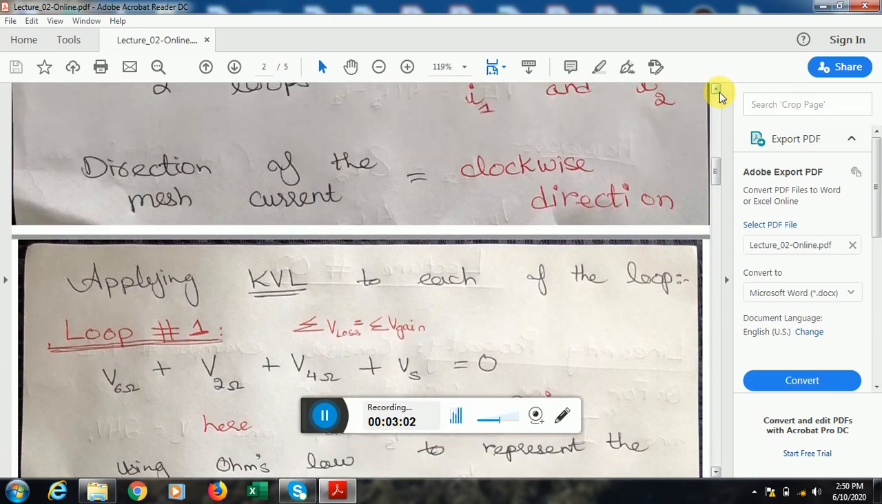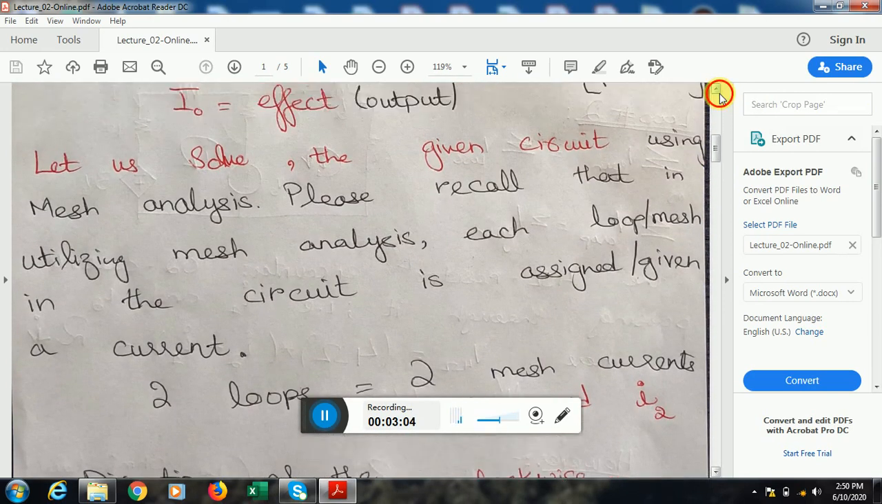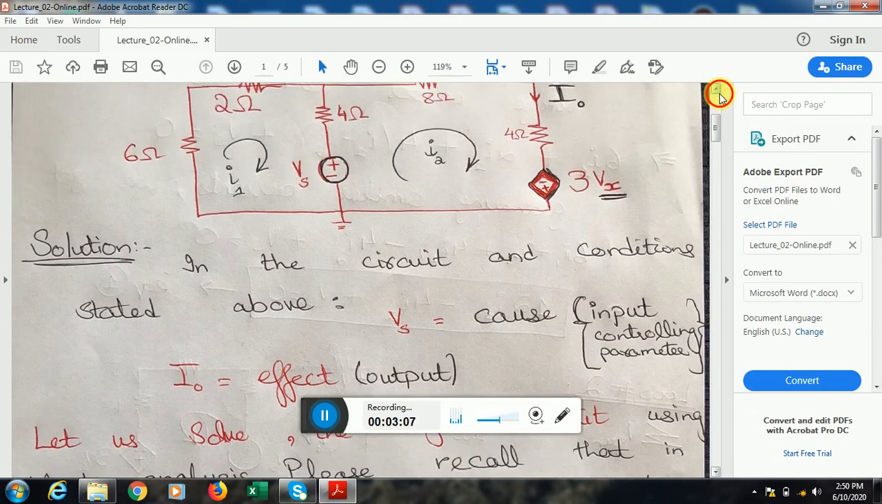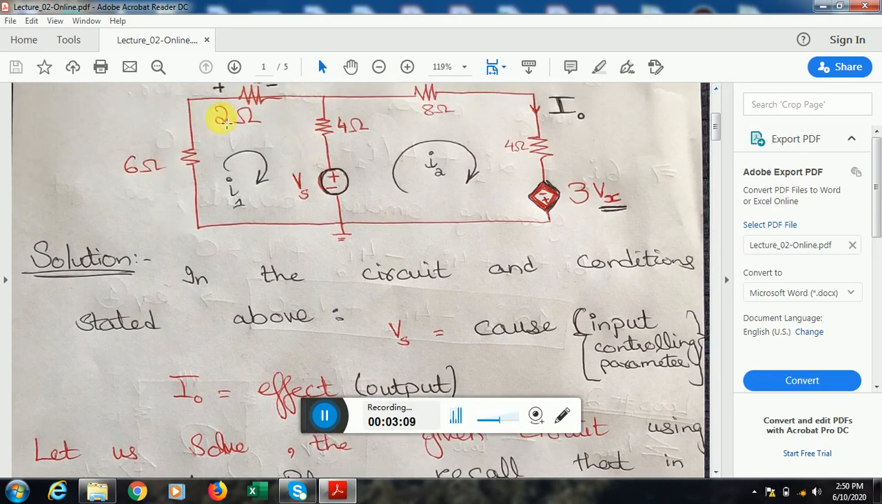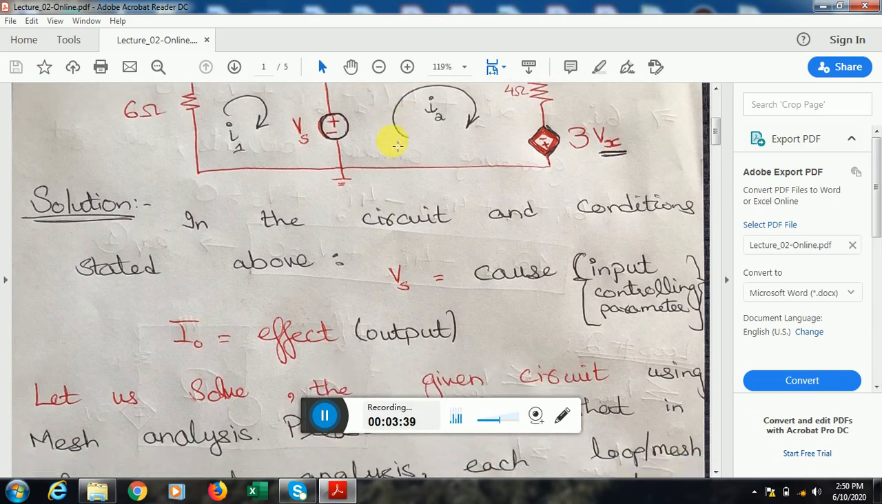So please look at the circuit again, which was this. A 6 ohm resistor, a 2 ohm resistor, a 4 ohm resistor, and a voltage source. This 4 ohm resistor is being shared between the 2 loops, with I2 for loop 2 and I1 for loop 1. Now since I'm taking loop 1, I1 will be the direction that I'll be pursuing. So by applying Ohm's law, V4 ohm is equal to Ri. R is 4 ohm, and the current is I1 minus I2. So this is how we'll find the voltage across this loop.